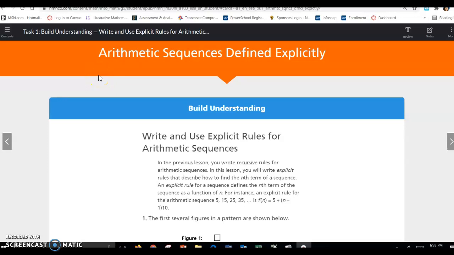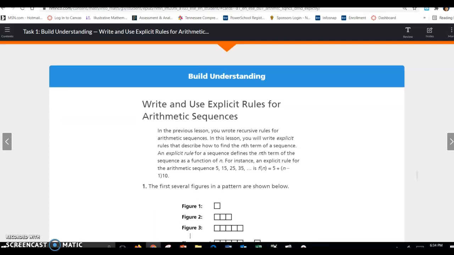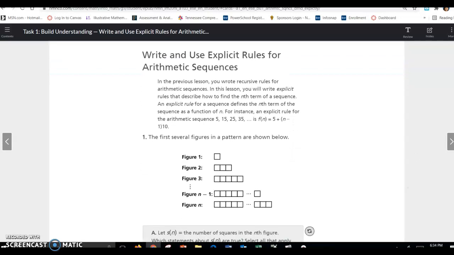Lesson 7.2, Task 1. In the last section, we talked about recursive formulas, and this time we're going to look at explicit formulas. We're still looking at an arithmetic sequence, so that means you add or subtract to get to the next term in the sequence.